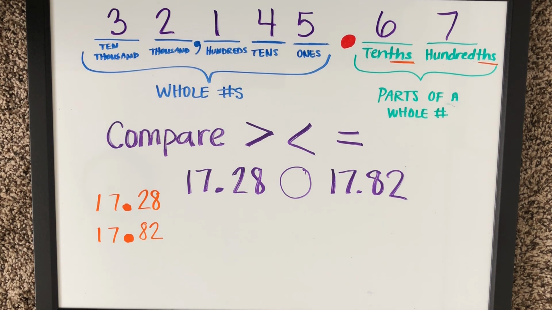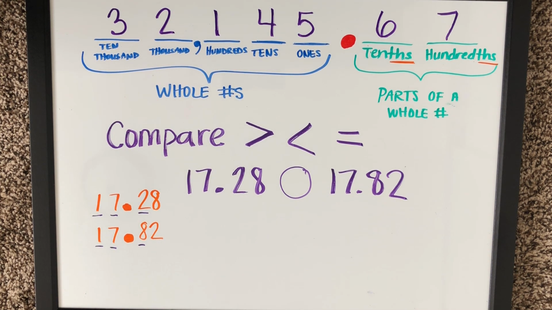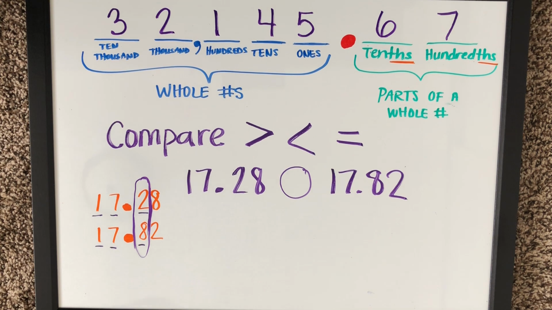Now, I have to compare them place value by place value. If I look here at my tens place, they're both the same. I cannot tell which number is bigger just by looking at the tens. If I go to the ones place, again, they're both the same. I cannot tell which one is bigger. I move on to the tenths place, and I can see that the numbers are not the same. So I have to ask myself, is 8 tenths greater or less than 2 tenths? I know that there is a difference here, and I know that 8 is greater than 2.